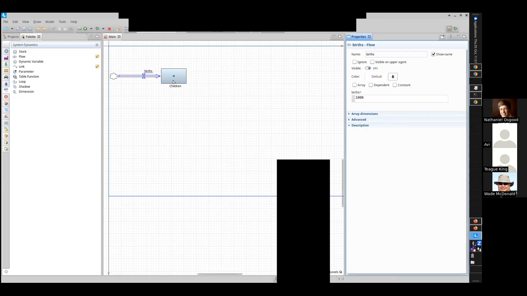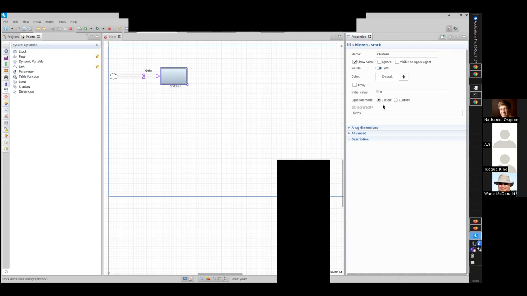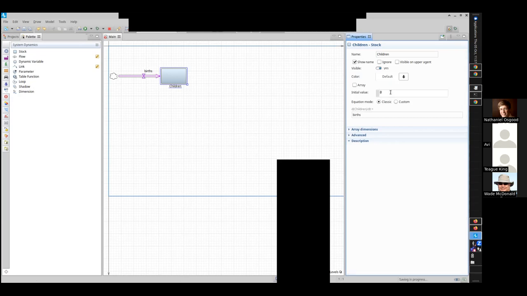And we're going to make the stock. What do we have to specify for a stock? Its dynamics are driven by what? Stocks' dynamics are driven by flows, but there is one thing we have to specify. And what is that? The initial value. The initial value would be empty. It's going to start empty.